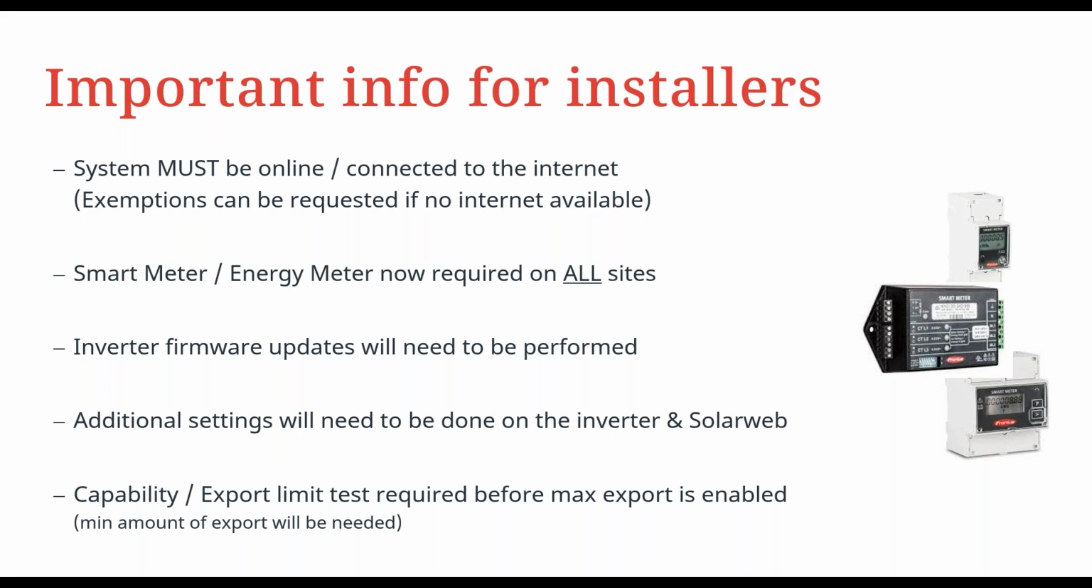Each system will need a smart meter, or a Fronius smart meter now, on all sites, regardless of whether it's using the internet or not, because you will need to export limit the system, and that will require a meter. You'll need to update the firmware on the inverter or the data manager, depending on which one you have, on all sites. There's a few additional settings you'll need to do on the inverter and on Solar.web, and then the capability export limit test will be required when you do it on site as well.